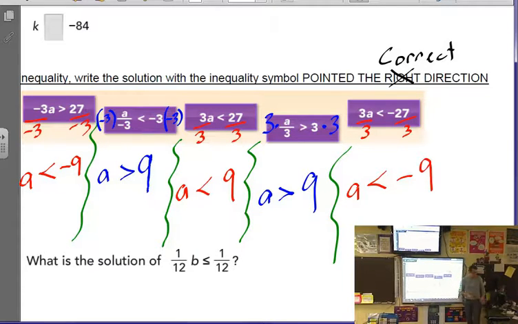On my next one, we have a divided by 3, but again, it's just +3. So when we multiply to cancel out the division, that's going to end up giving me 9 on the right-hand side, so a is greater than 9.